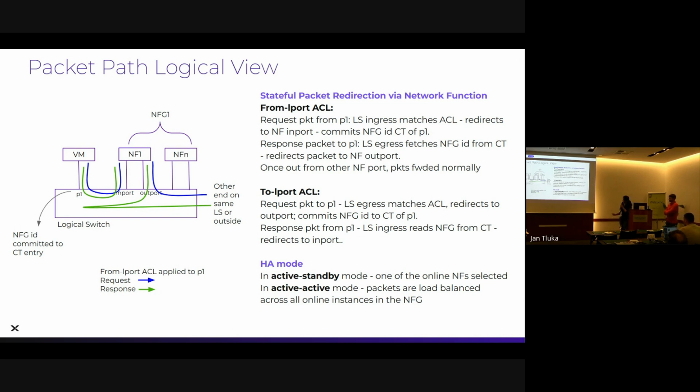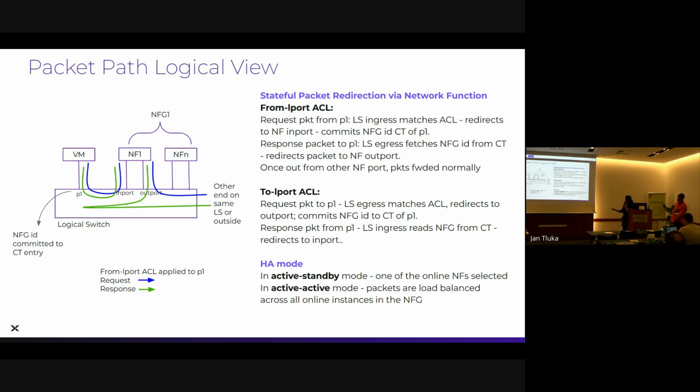So essentially, in summary, in either case, during request processing, the ACL lookup happens, and based on the NFG ID, the request is forwarded to the NF. And at the same time, the NFG ID gets committed in the CT entry. And during response processing, we read that NFG ID from the CT entry, and thus we forward the packet to the network function.